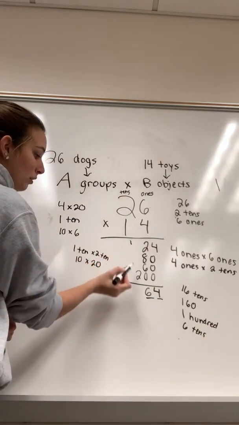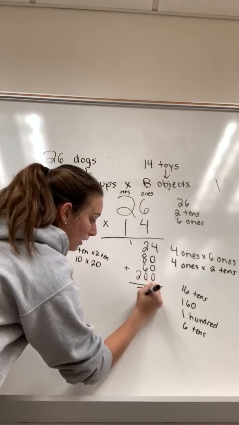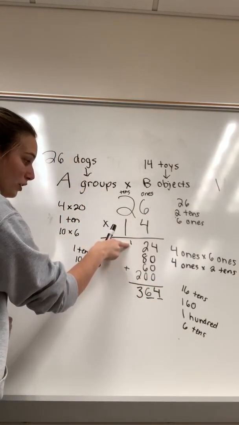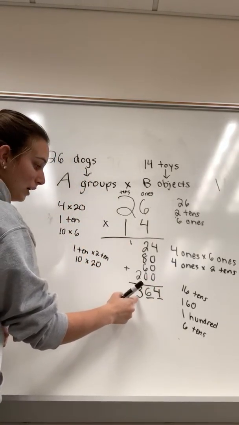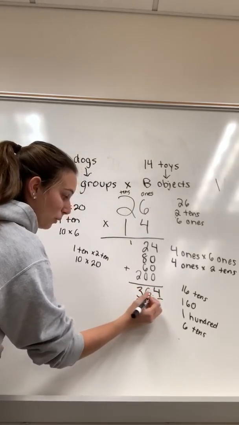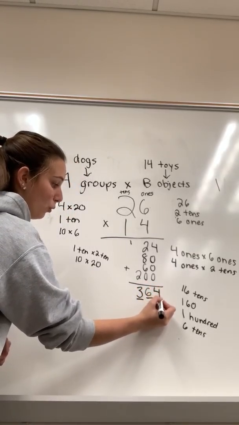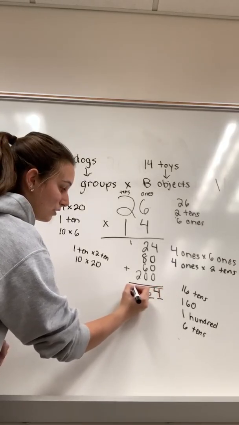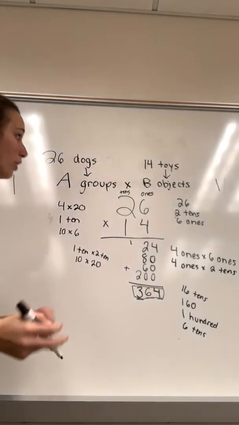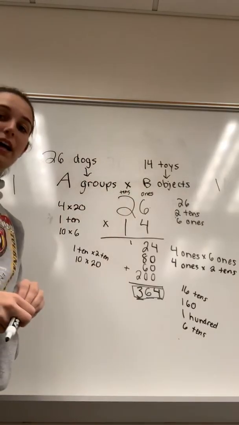So we will do 1 plus 2 to get 300, because that's actually 100 plus 2 hundreds equals 3 hundreds. So we have 3 in the hundreds place, 6 in the tens place, and 4 in the ones place to get an answer of 364 toys that Sally has in all.